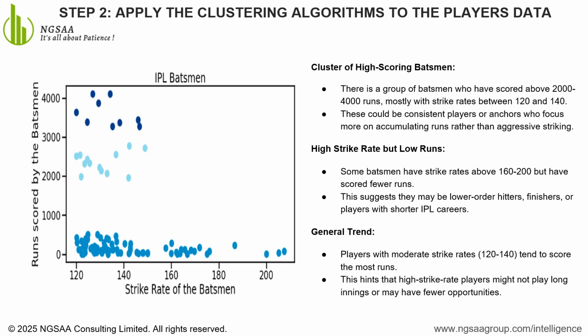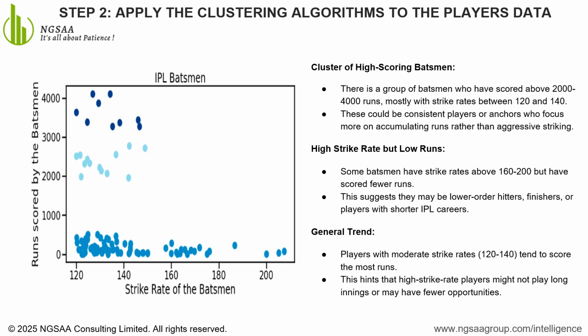2. High strike rate but low runs. Some batsmen have strike rates above 160 to 200 but have scored fewer total runs. This suggests they could be low-order hitters who don't face many balls, finishers who play quick but short innings, or players with shorter IPL careers. 3. General trend observed. Players with moderate strike rates, 120 to 140, tend to have the most runs. This indicates that high strike rate players may not get long innings or consistent opportunities.